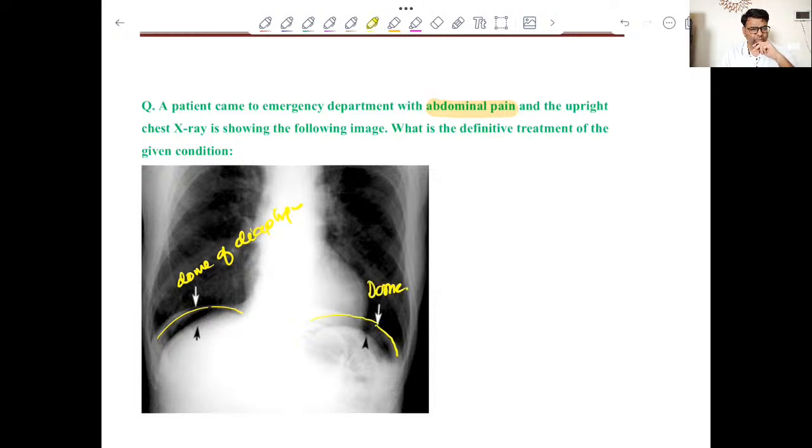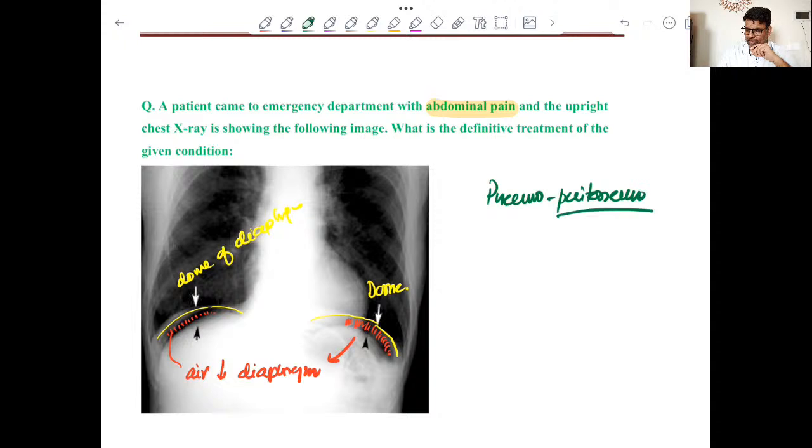And then just below the dome, very good Vipin, we can see a black shadow. Now this black shadow is all air under diaphragm, right? Air under diaphragm. Clear? So yes, air under diaphragm, this is pneumoperitoneum. Okay, and whenever you have a pneumoperitoneum kind of picture, it means there is some hollow viscus perforation, and whenever there is perforation, it is a surgical emergency.